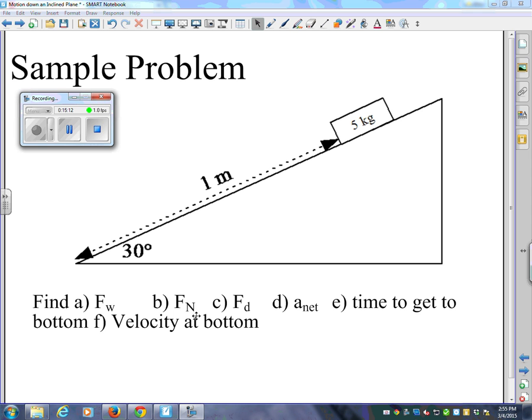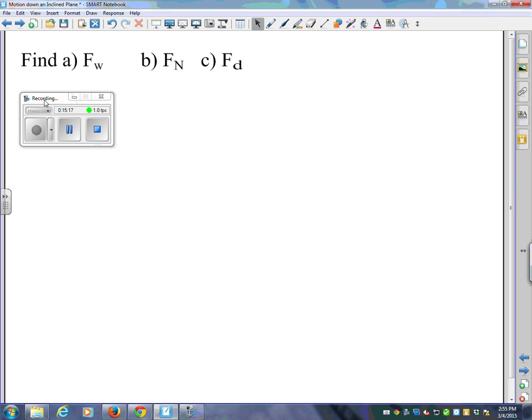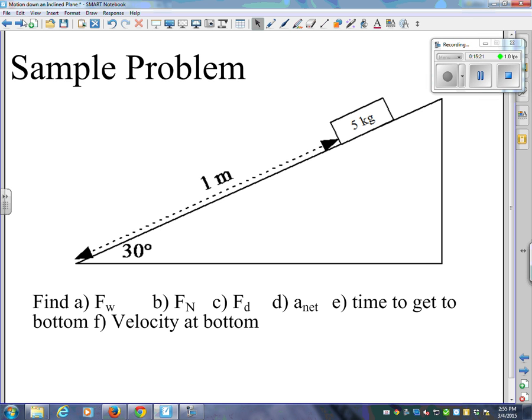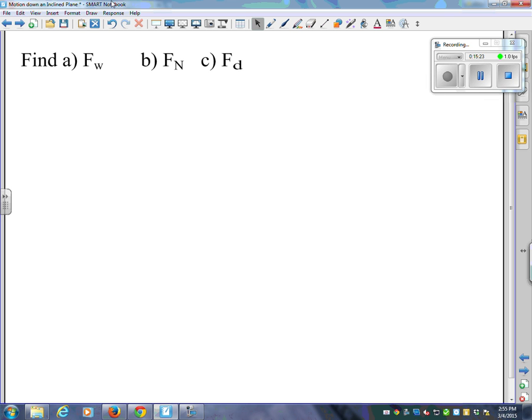Fn, normal force. Okay, so to find Fw, Fn, and Fd, I need to quickly remind myself, I got 30 degrees, 5 kilograms, right? Okay, so the weight force is simply mass times gravity, which you've seen before. 5 times 9.8, nothing special here. And gravity's always 9.8, right?